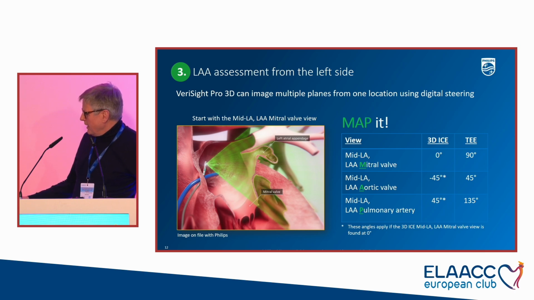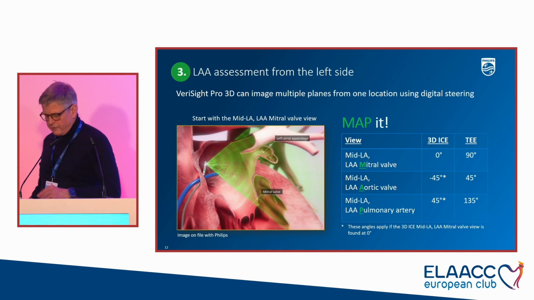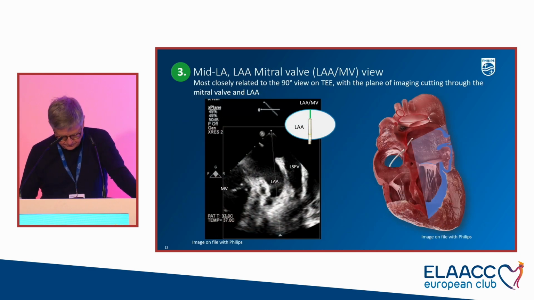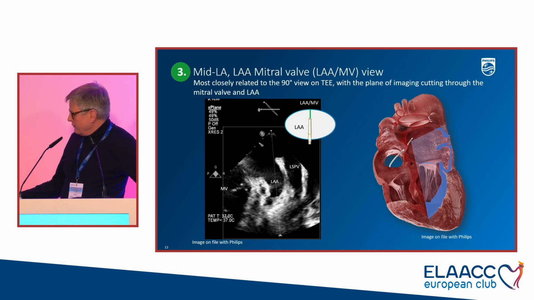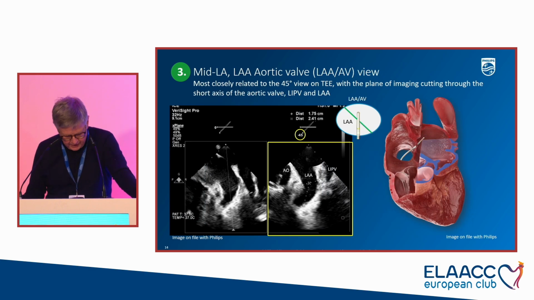We can get the LAA-mitral valve view, the LAA-aortic valve view, and the LAA-pulmonary artery view just by digital steering from a position mid-LA looking fast into the left atrial appendage. And this is what will be the sort of equivalent TE projections. So it's shown here. That is the view that you can obtain from a mid-LA position, having a view of the LAA and the left upper pulmonary vein and the mitral valve just by steering 45 degrees.